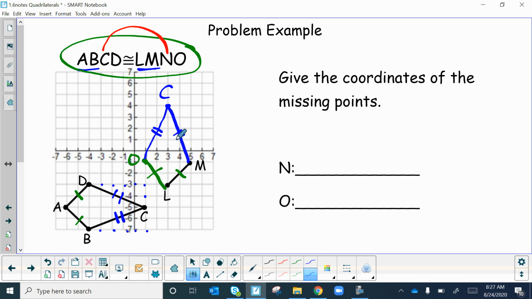So there's an example right there of where N and O can be. So it looks like N could be at 3, 4, and O can be at 1, -1.